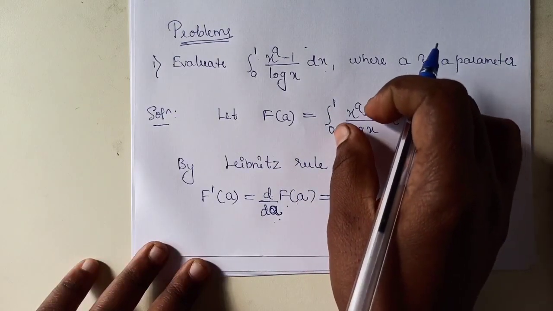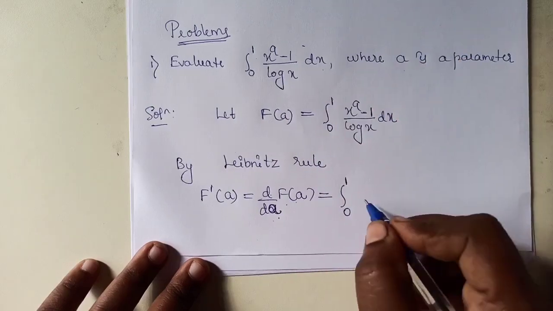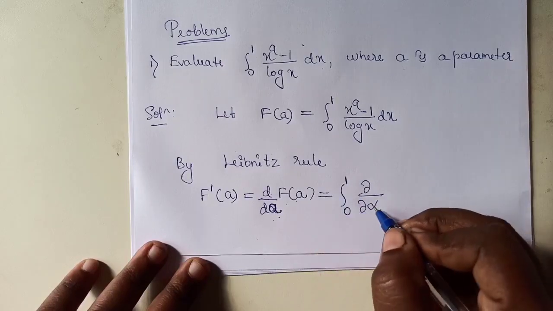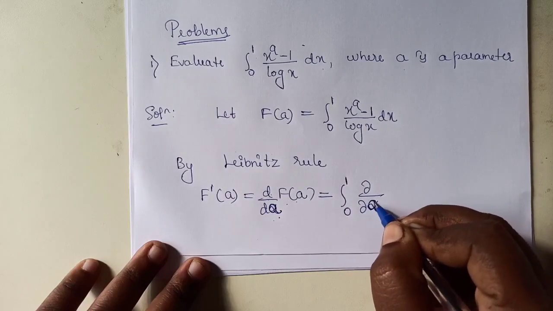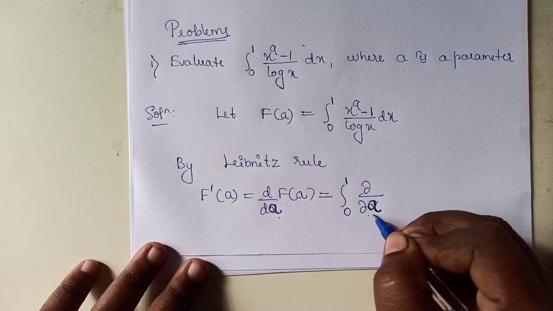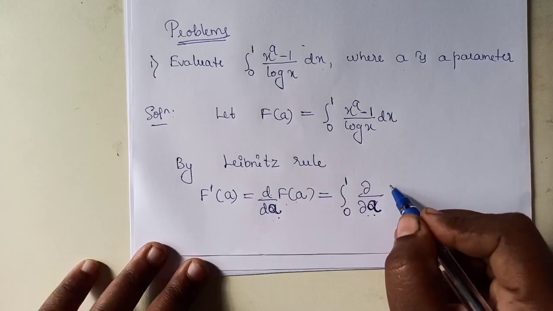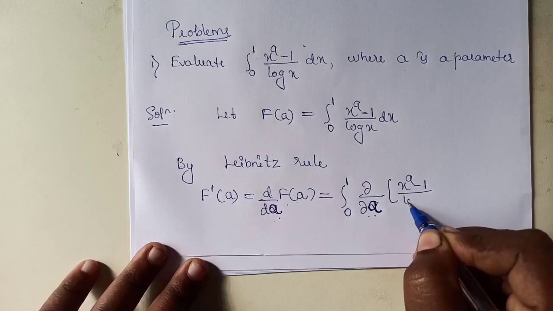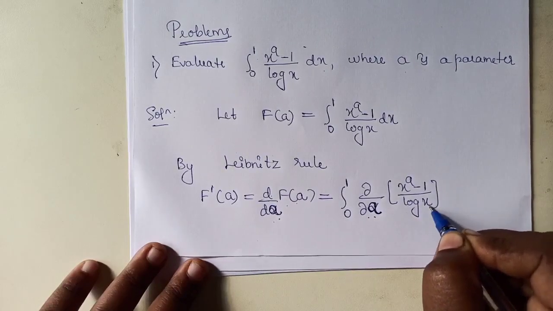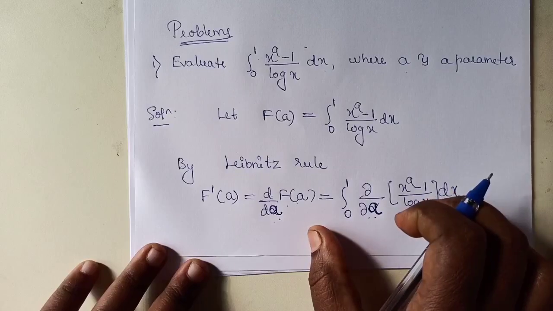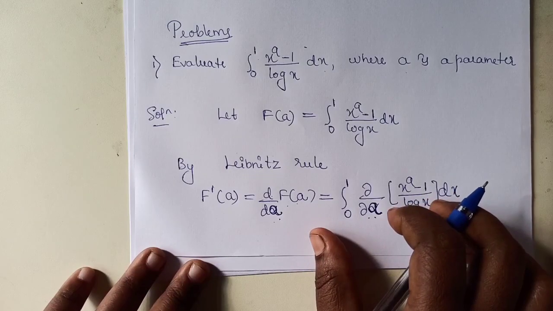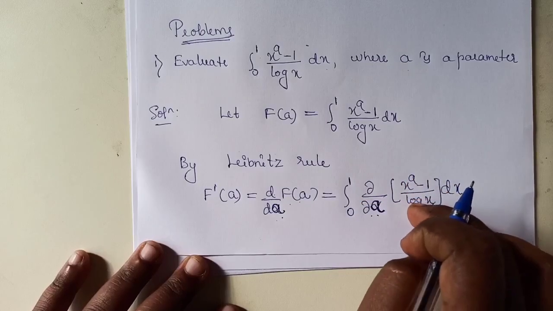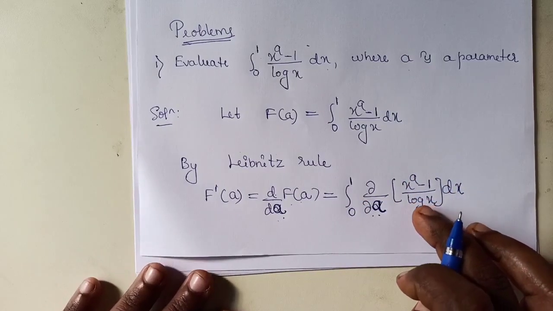Here we consider partial differentiation of this one, that is ∂/∂alpha, sorry, this is not alpha, this is a, ∂/∂a of the given function, that is (x^a minus 1) divided by log x dx. So this is by the Leibniz rule. Next we differentiate partially this function with respect to a.